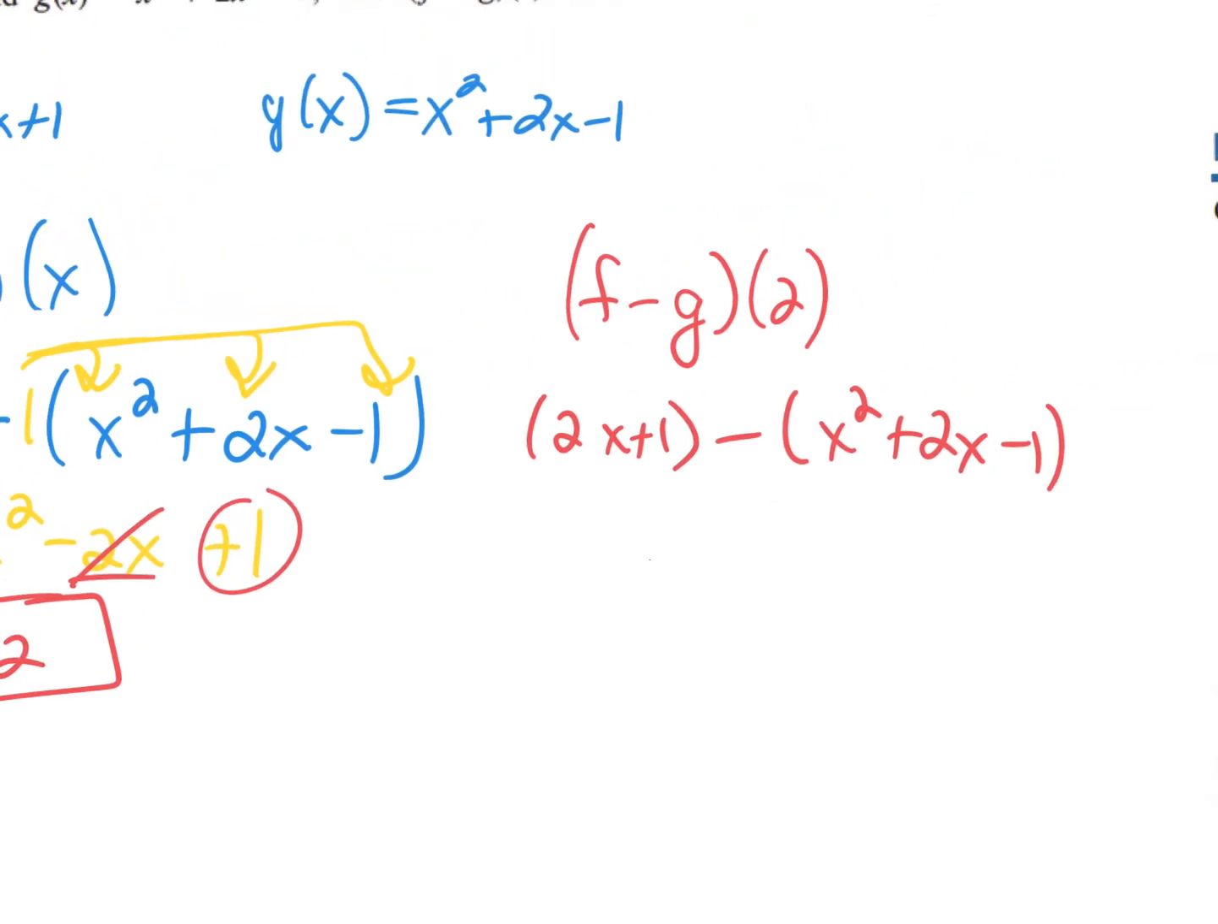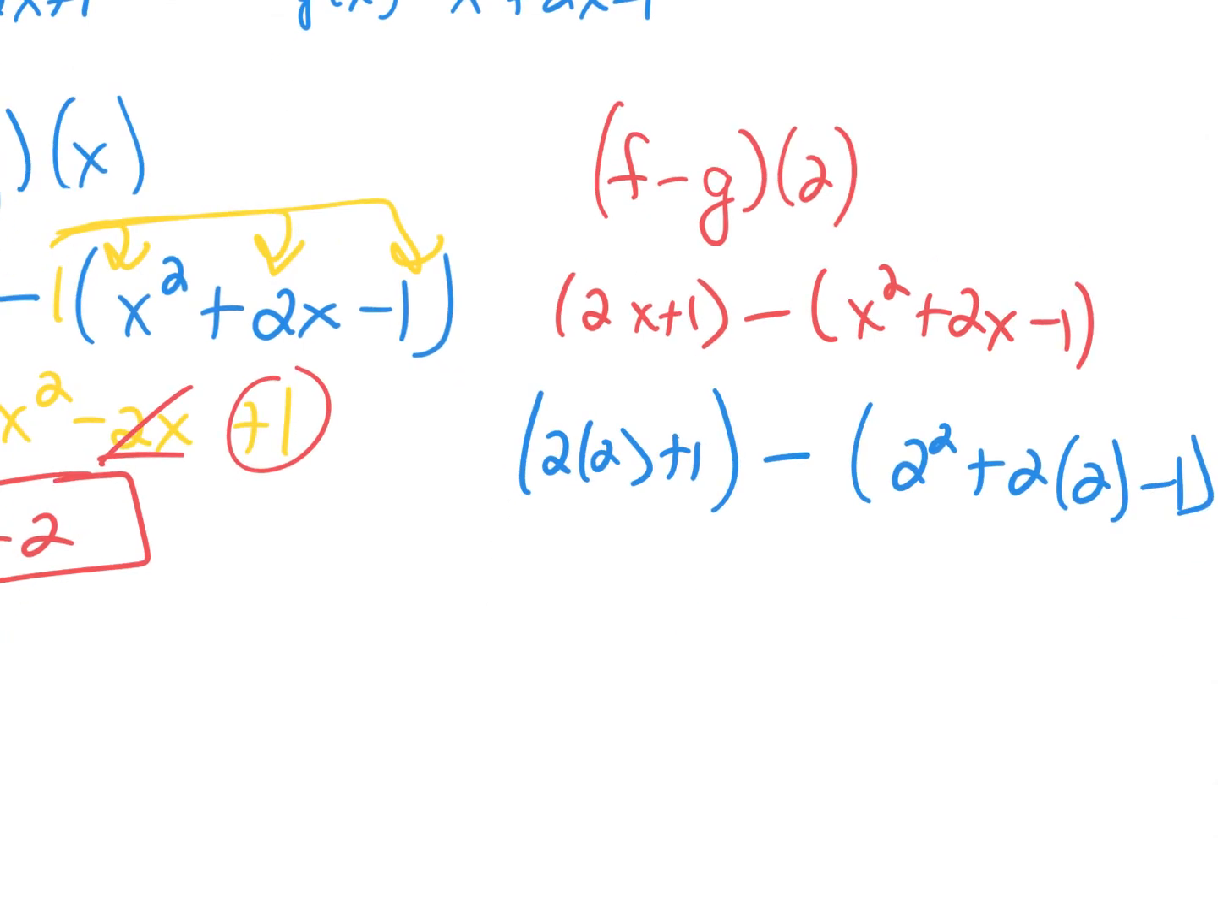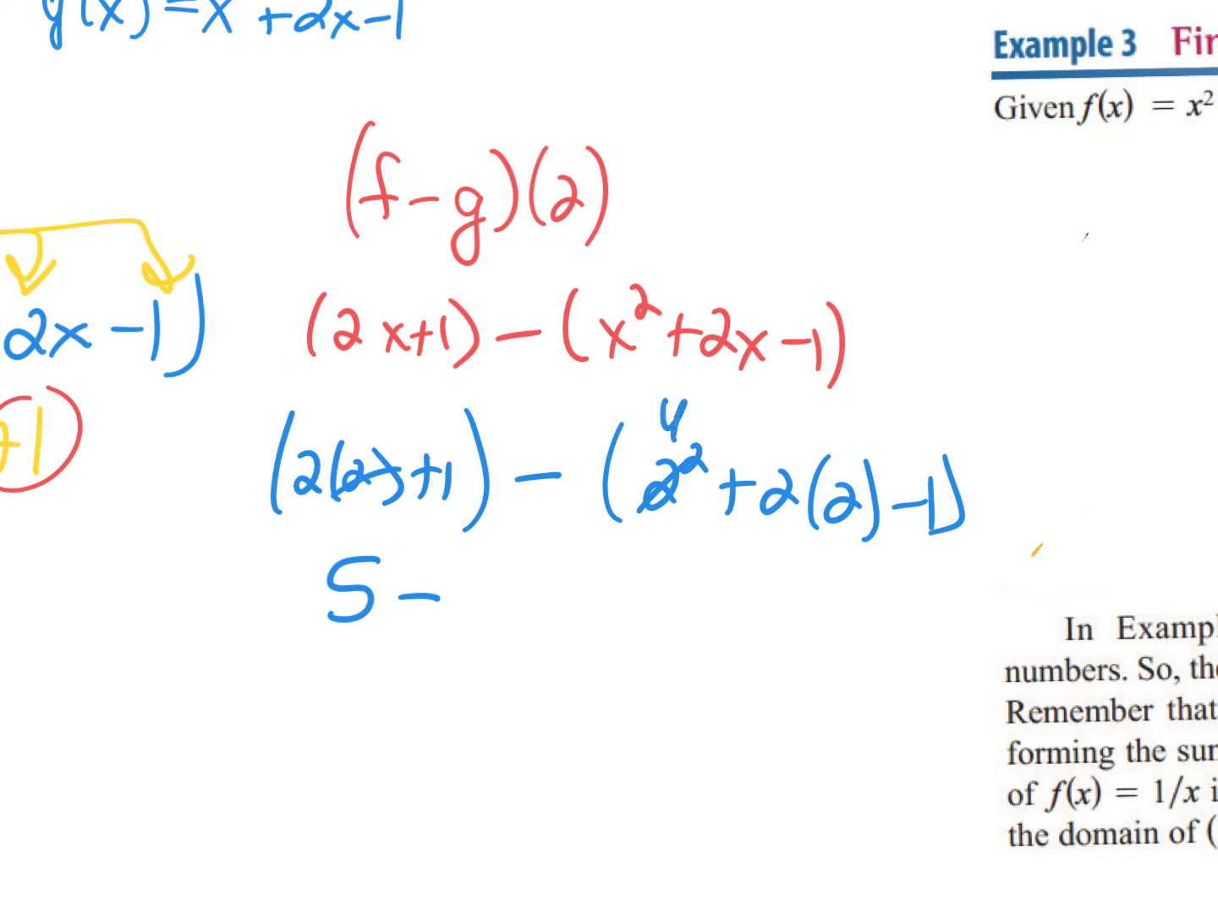But if I plug in here, so I have in my first parenthesis 2 times 2 plus 1 minus 2 squared plus 2 times 2 minus 1. Well, 2 times 2 is 4 plus 1 is 5 minus 4 plus 4 minus 1. What's 4 plus 4? Minus 1. So 5 minus 7 is negative 2. Very different from other answer.